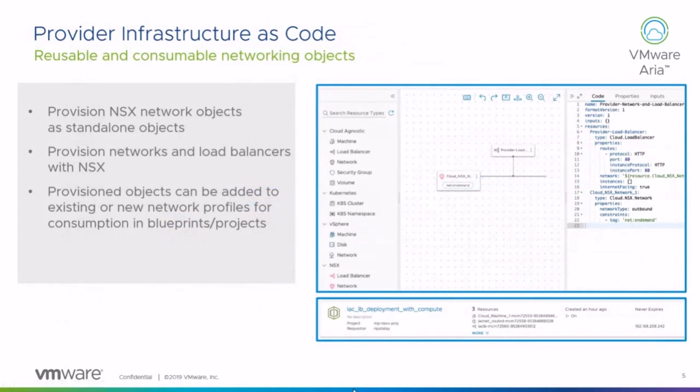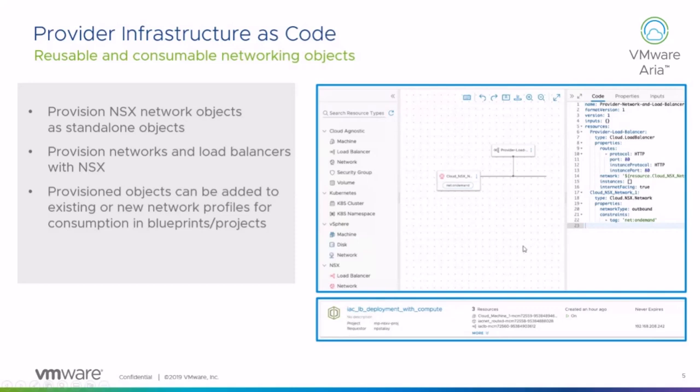So one of the important features is that we can create VMware Cloud templates for provisioning provider infrastructure and using infrastructure as code. And this is being able to provision NSX network objects as standalone objects. So we can provision networks and load balancers with NSX. So they are reusable and consumable network objects, and be able to provision objects that can also be added to existing or net new network profiles for consumption in templates and at the project level.